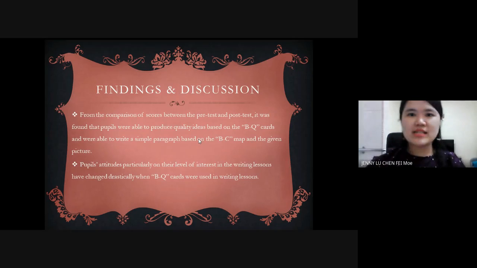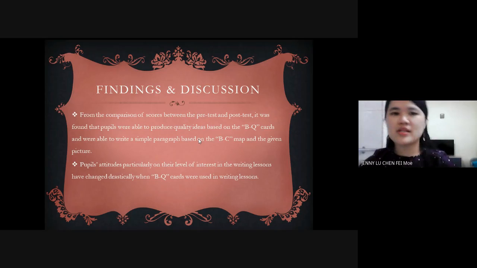So from the findings here, from the comparison of scores between the pre-test and post-test, it was found that the pupils were able to produce quality ideas based on the BQ cards, and they were able to write a very simple paragraph based on the BC map and the given picture. So that's the first one.